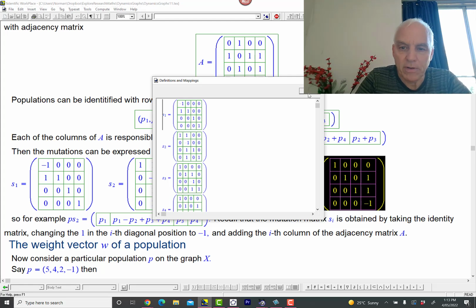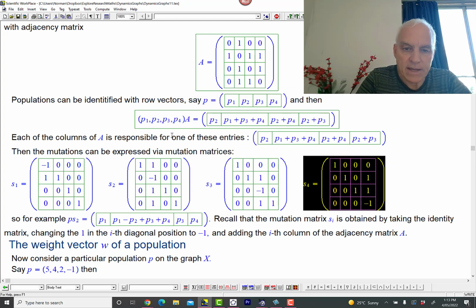So for example, if we take P, P1, P2, P3, P4, a general population, and we act on it by S2, that is, we multiply this row vector by the matrix on the right, then we get P1, P1 minus P2 plus P3 plus P4, P3, P4. So we see that we're getting effectively the mutation at vertex 2. It's negated the population at 2, and it's added a copy of the neighboring populations.